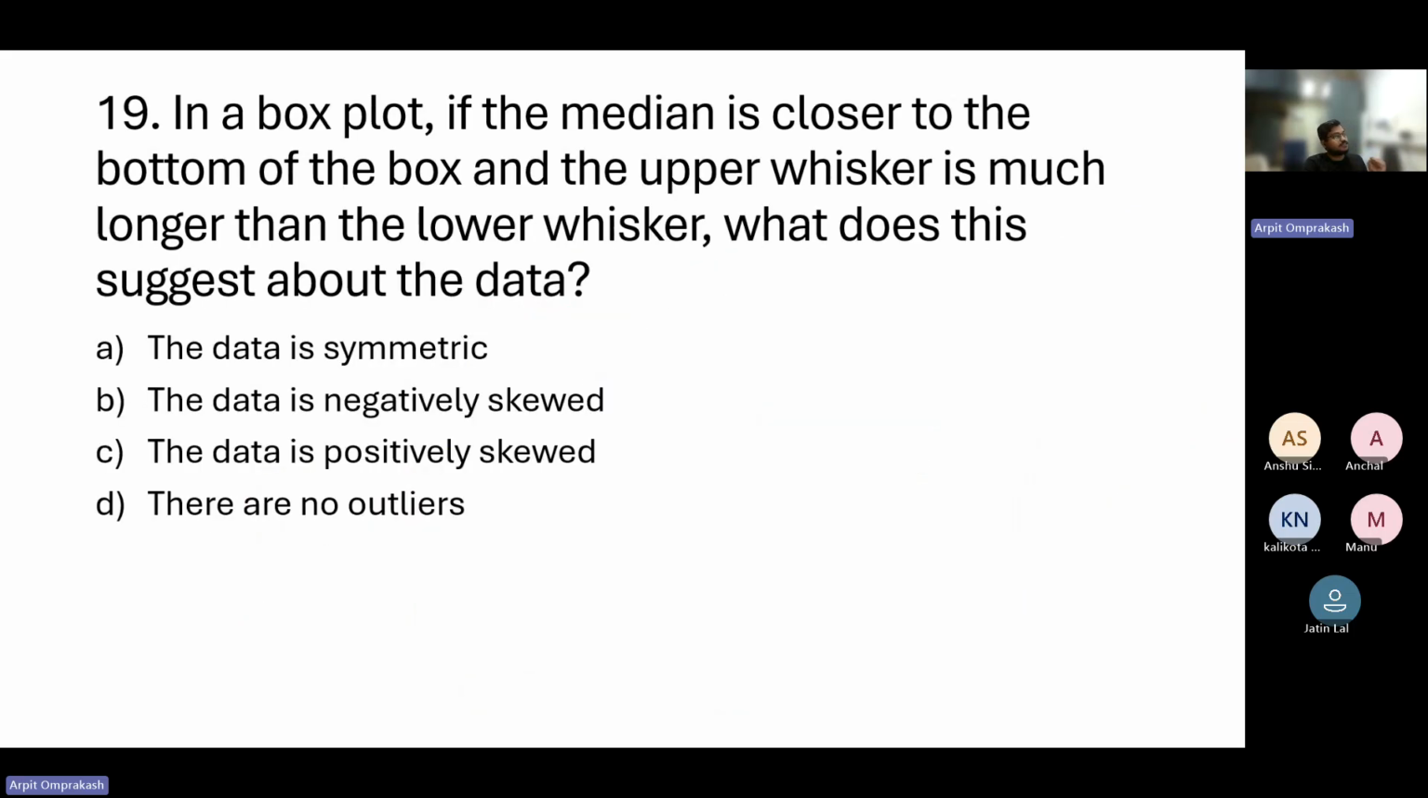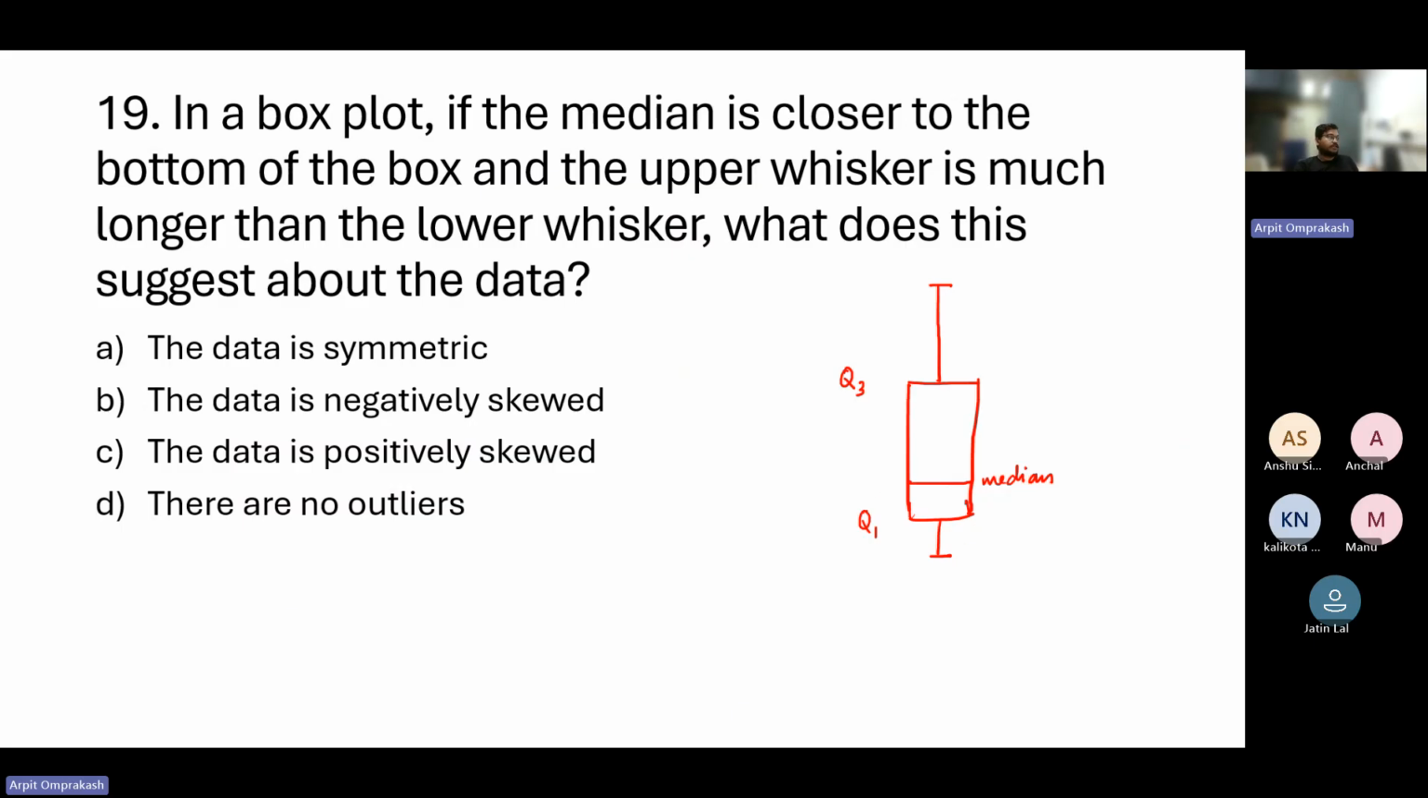So what we are asked is, in a box plot, if the median is closer to the bottom of the box. So let's draw a box. Again, when we draw a box, this is the Q1, this is the Q3. The median is closer to the bottom of the box. So Q2 or the median is here. And the upper whisker is much longer than the lower whisker. So the upper whisker is, let's say, till here, and the lower whisker is shorter, let's say, till here. What does this suggest about the data?